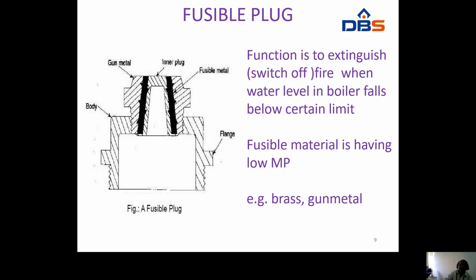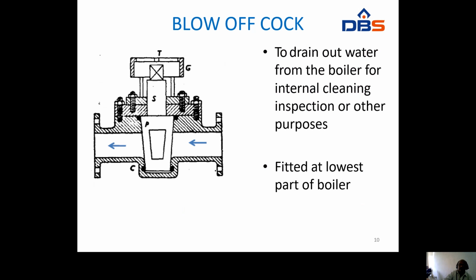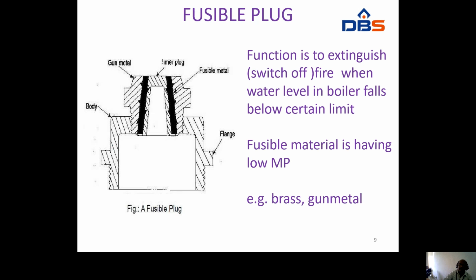The same concept we use in cookers also. In cookers, when pressure exceeds, there is a fusible plug at the top of the cooker, and the fusible plug will open due to the high pressure and high temperature. Generally for the fusible plug we use brass or gunmetal.